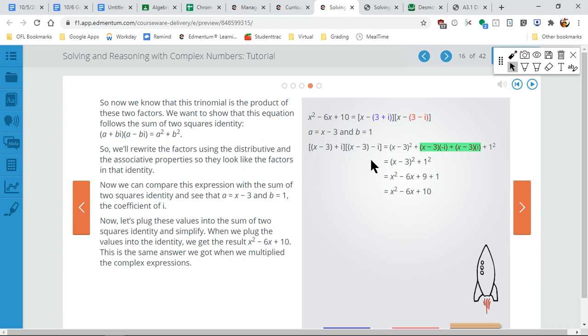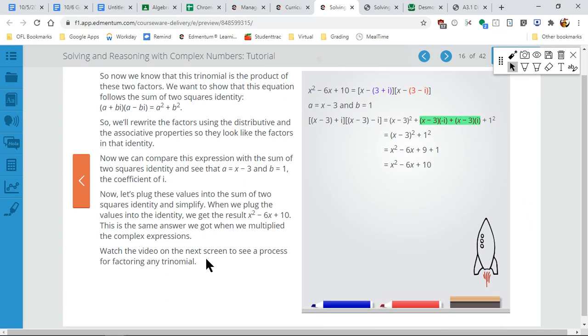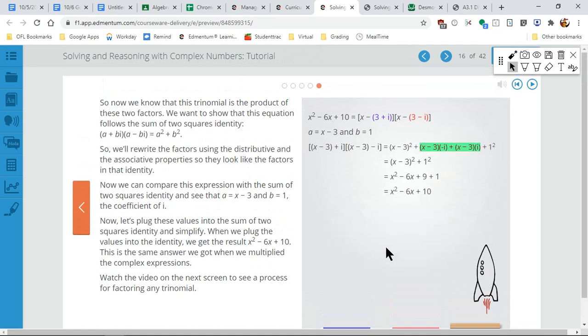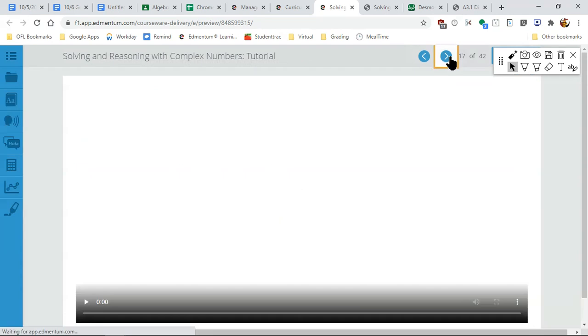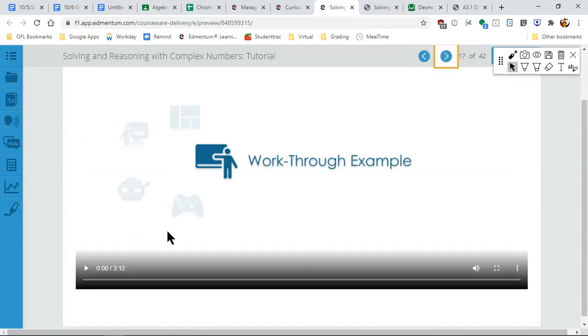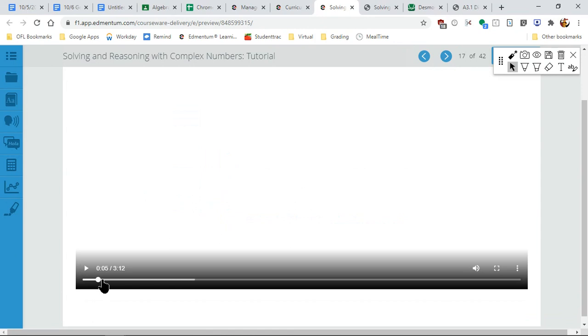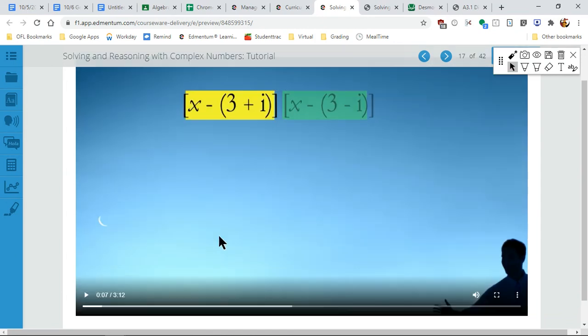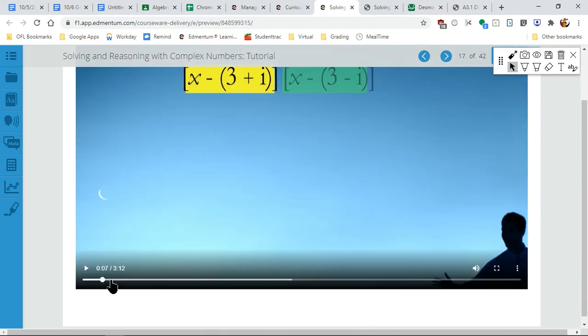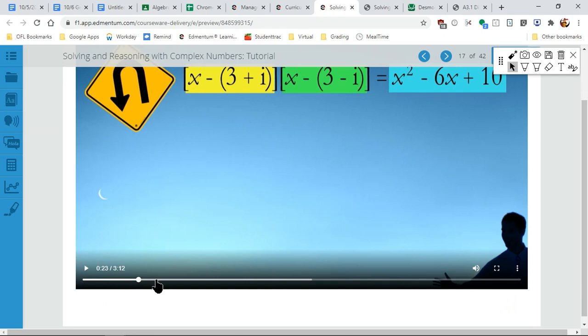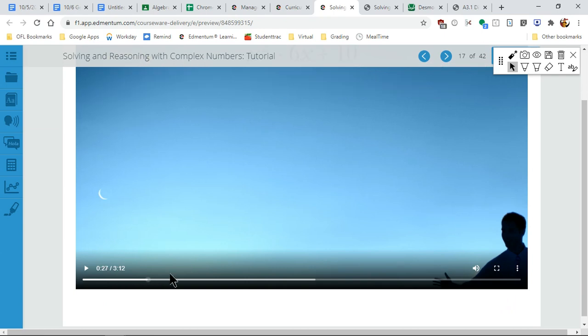Now let's plug in these values. So again, they keep doing this idea of working it backwards, but I feel that's going to confuse you guys more. Watch the video on the screen to process this. I'm going to recommend that you guys watch this. I'm going to skim through it right now to see if it does help out. I don't know where they're getting that 3i. To me, it's just kind of weird.